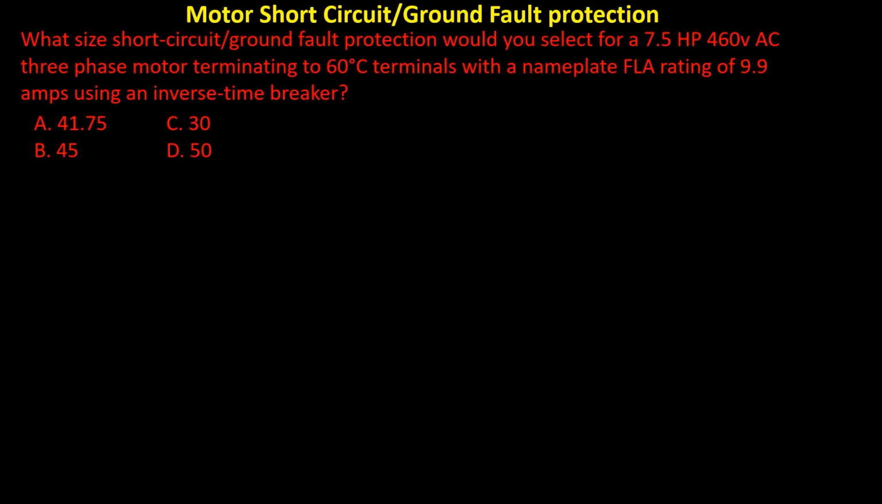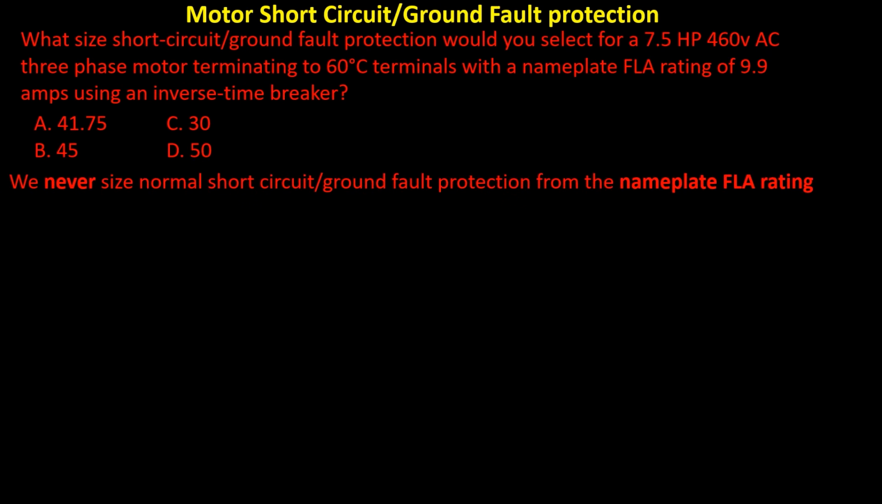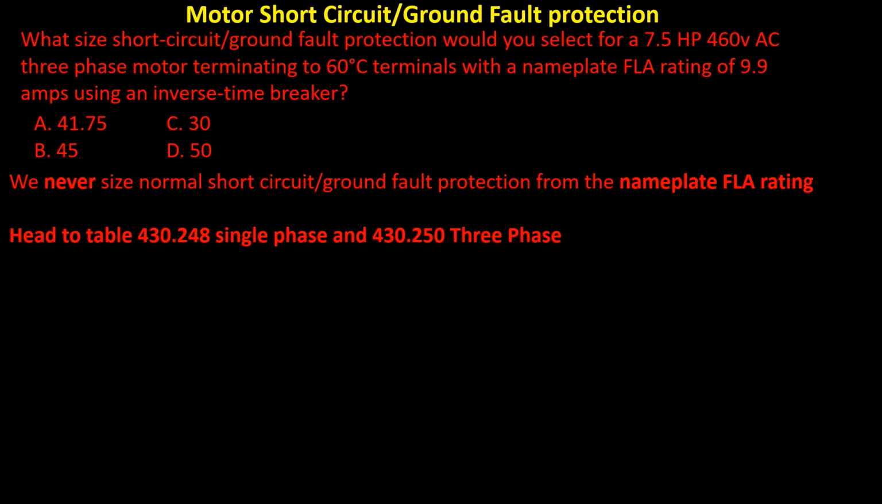What size short-circuit ground fault protection would you select for a 7.5 horsepower, 460-volt AC 3-phase motor terminating to 60° C terminals with a nameplate FLA rating of 9.9 amps using an inverse time breaker? Remember, we're always going to use our FLC and not the nameplate FLA rating when sizing normal short-circuit and ground fault protection. We're going to head to table 430.248 for single-phase and 430.250 for 3-phase. We're going to find that our FLC in this case is 11 amps.